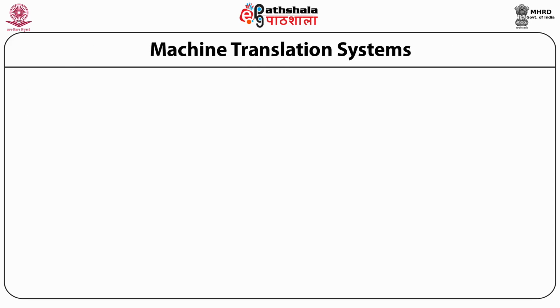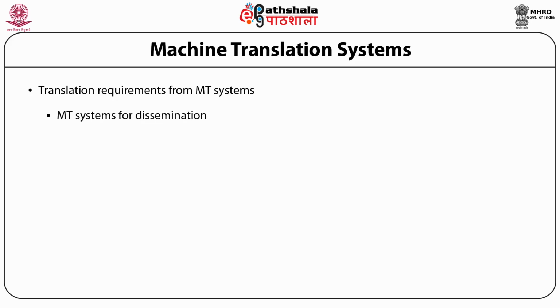Machine translation. Translation requirement from MT systems. At present, there are four types of demand from MT systems. MT system for dissemination. This demand is for quality translation for publication purposes. To fulfill this demand, most of the MT systems have augmented their systems by developing translation tools like terminology databases, translation memories, translation workstations, etc., for human translators to post-edit the text.